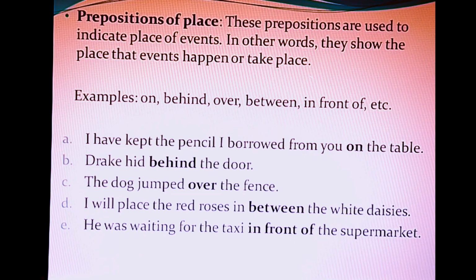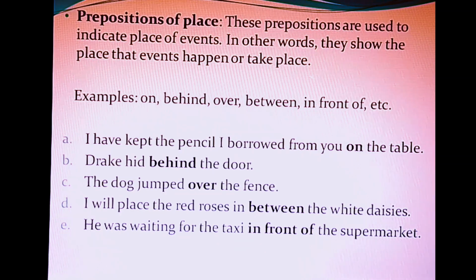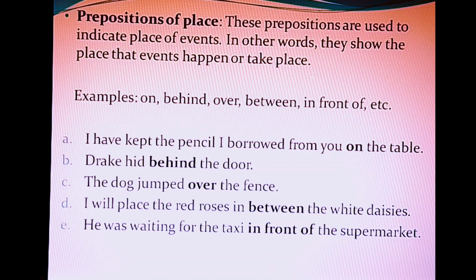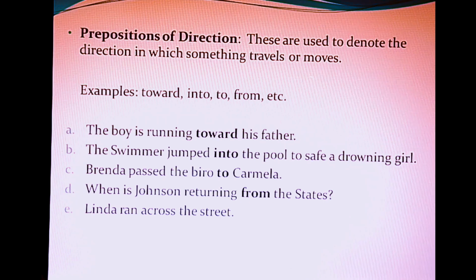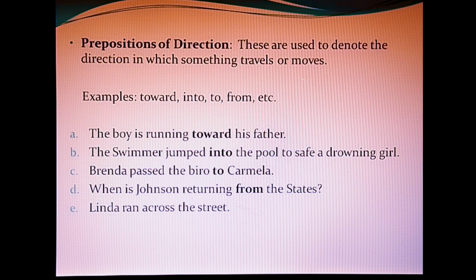Now let's move straight to the third type of prepositions. Prepositions of direction. Now they are used to denote the direction in which something travels or moves. That is why they are called prepositions of direction. Examples: toward, into, to, from. These are all prepositions of direction. Now we take the sentence examples.